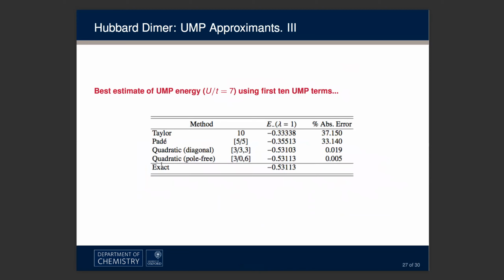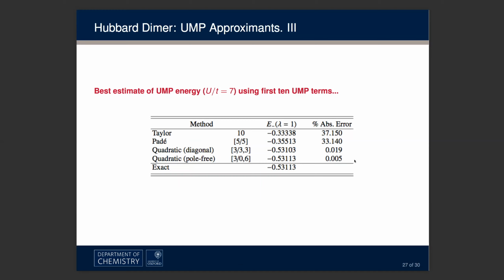So finally, using these first 10 terms, we're able to see that the UMP energy Taylor series up to 10 terms has an error of 37%. The Padé terms have 33% error, and you're down to well within 0.01% with the quadratic approximants.